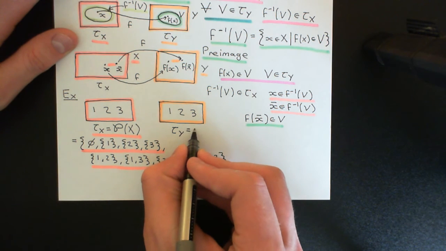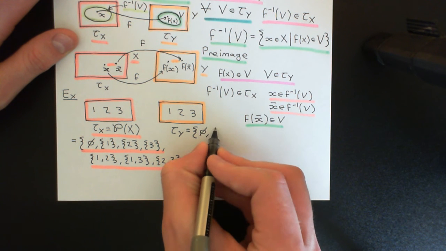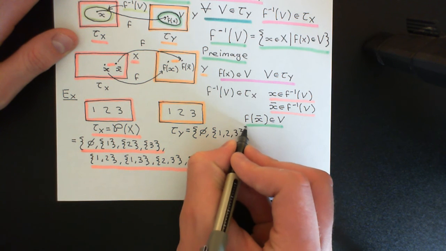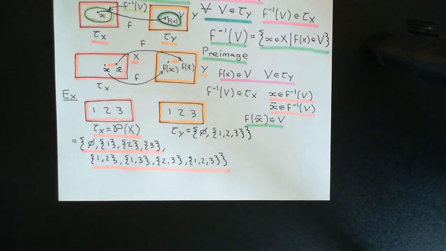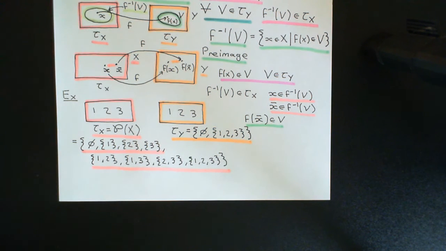Okay, the topology that only contains 2 subsets, and those are the 2 it has to contain. So the empty set, and then the entire set, so the set containing 1, 2, and 3 will be there. Okay, so 2 very different topologies. Okay, now I'm going to come up with the most simple function you could possibly imagine then.